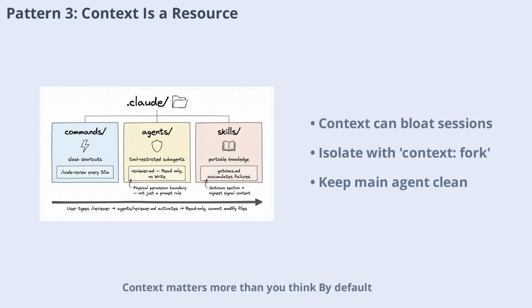Context matters more than you think. By default, skills share the main agent's context, which can lead to bloated sessions and slower, less accurate responses. The fix? Use context isolation. Add context: fork to a skill's front matter, and it runs in a clean subagent. When done, only the output is shared with the main agent, keeping your session lean and focused. No more manual cleanup or session resets, just efficient, context-aware coding.